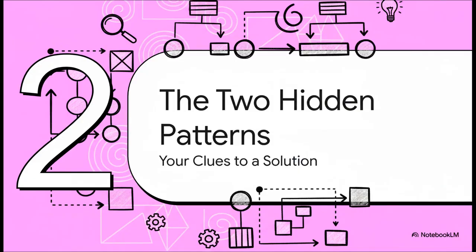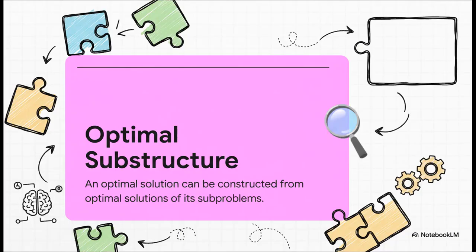All right, so let's get into these two patterns. Honestly, if you can burn these into your brain, you've basically got the key to the whole thing. First up is something called optimal substructure. It sounds fancy, but the idea is simple. Think about a jigsaw puzzle. The best way to solve the whole thing is to first solve the little sections perfectly, right? You put together the corners, the edges, and those optimal little solutions build up to the optimal big picture.